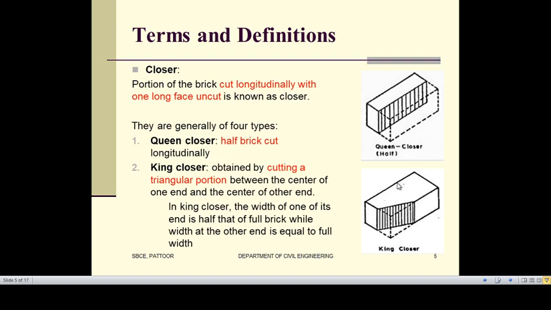King closure is obtained by cutting a triangular portion between the center of one end and the center of the other end. The triangular portion is starting from the center of this end and joined to the center of this edge. So at the corner a triangular portion is removed. Thus king closure is obtained.